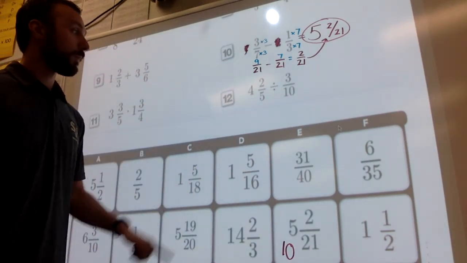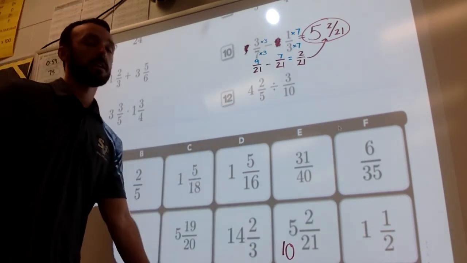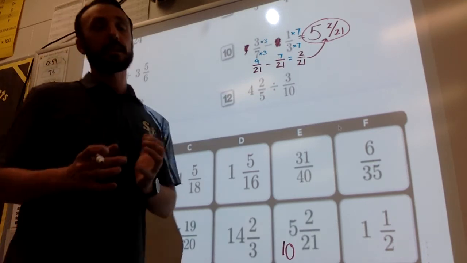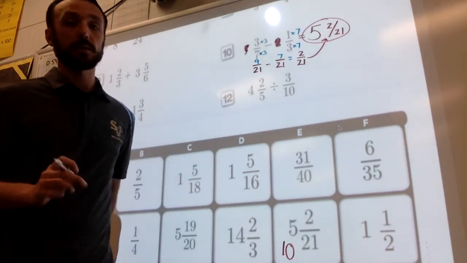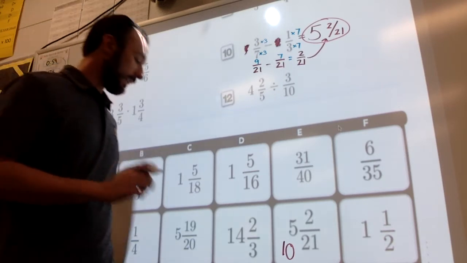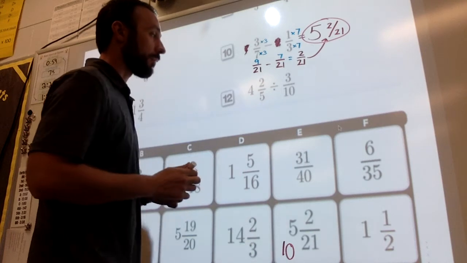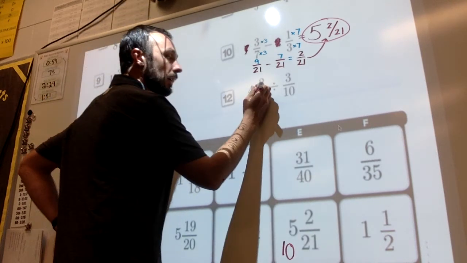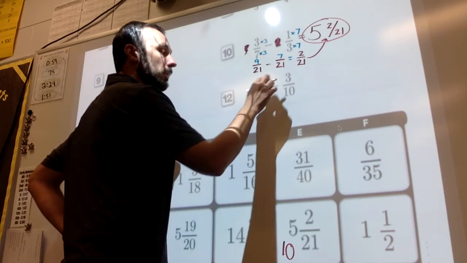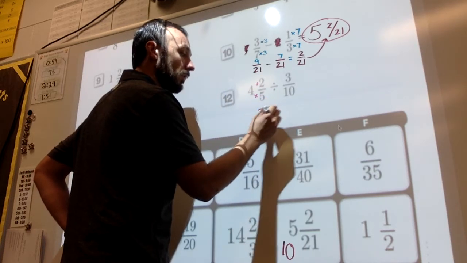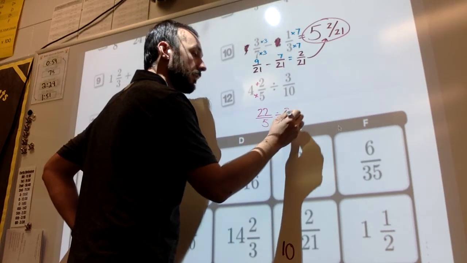For the next one, we have 4 and 2/5 divided by 3/10. So even though we can keep them mixed when we add and subtract, when we divide and multiply, our first step, if they're mixed, is always to make them improper. So step one, I need to make this fraction improper, because that fraction is a proper fraction. So I need to multiply and then add. So 5 times 4 is 20. 20 plus 2 is 22 over 5 divided by 3/10.